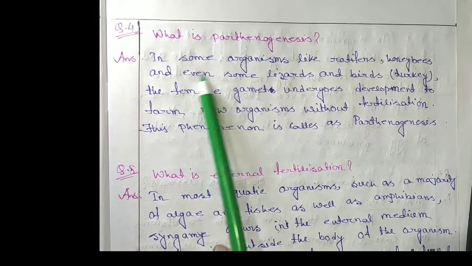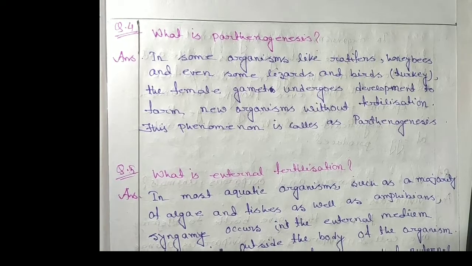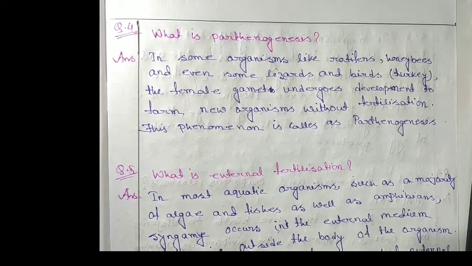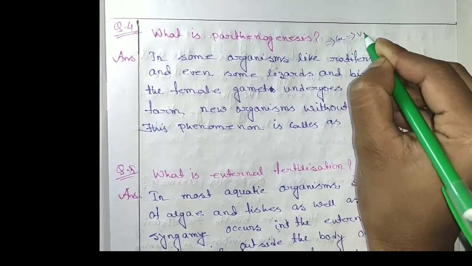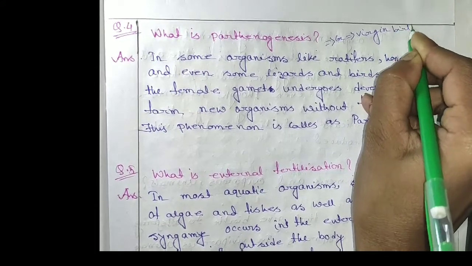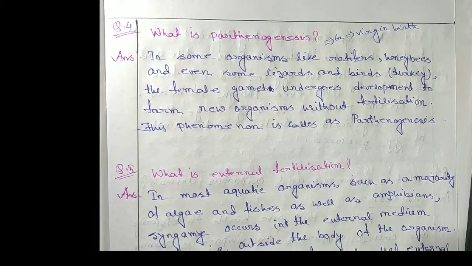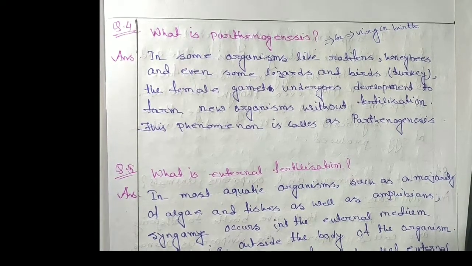Now the fourth question is: what is parthenogenesis? Parthenogenesis is a Greek word which means virgin birth. That means reproduction which happens without fertilization.